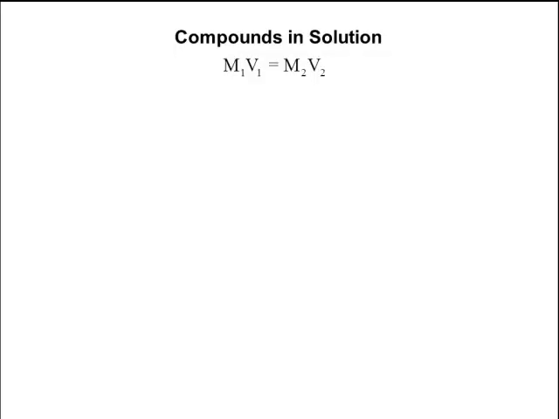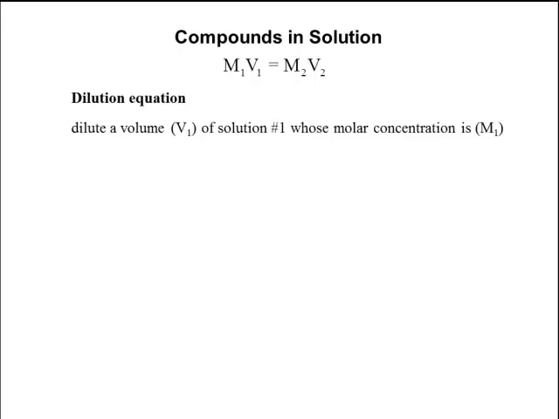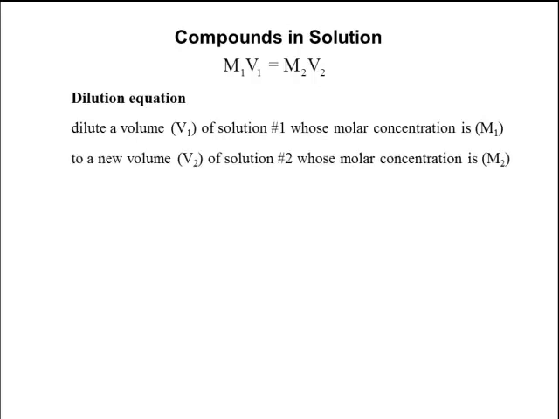All right, so we're going to use something called the dilution equation. Molarity of solution 1 times volume of solution 1 equals molarity of solution 2 times volume of solution 2. That's the dilution equation. So we're going to take and dilute a volume of V1, that's of solution 1, who has the molar concentration M1. We're going to take that volume, dilute it down to a new volume, volume 2, whose molar concentration is M2.